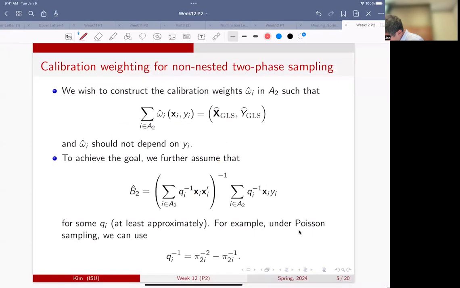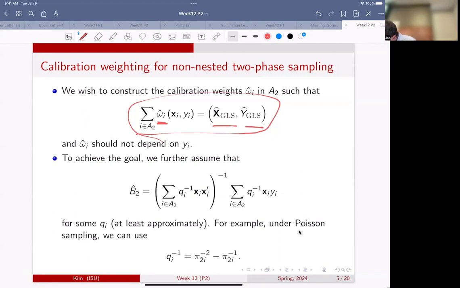We know the best estimator already, which is on the right side. And what we want to do is to compute the weight that satisfies the equation. But if you use this constraint and put it in your calibration procedure, that means your weight depends on Y. That's not good. We don't want the weight to depend on Y.